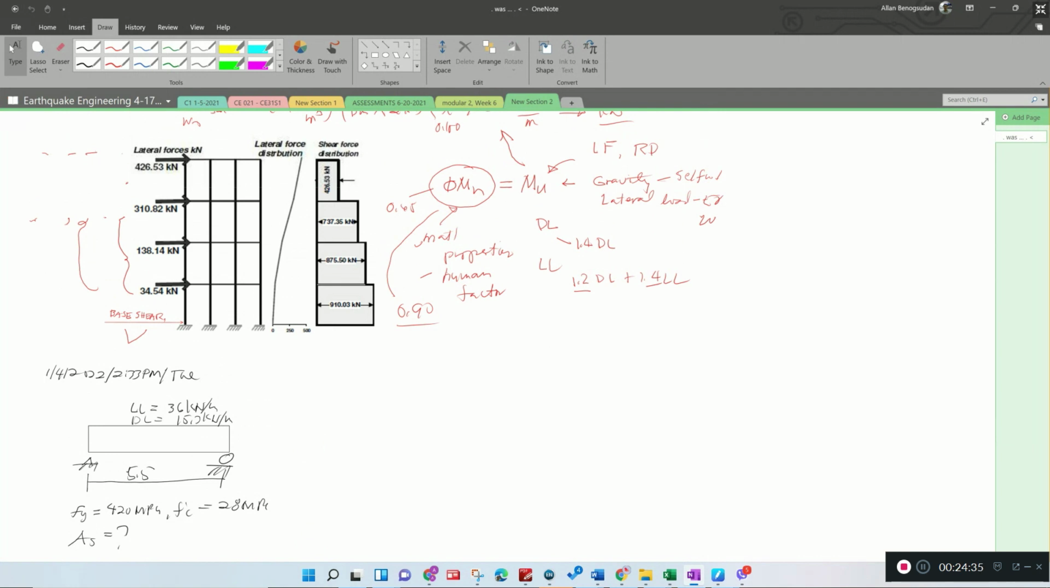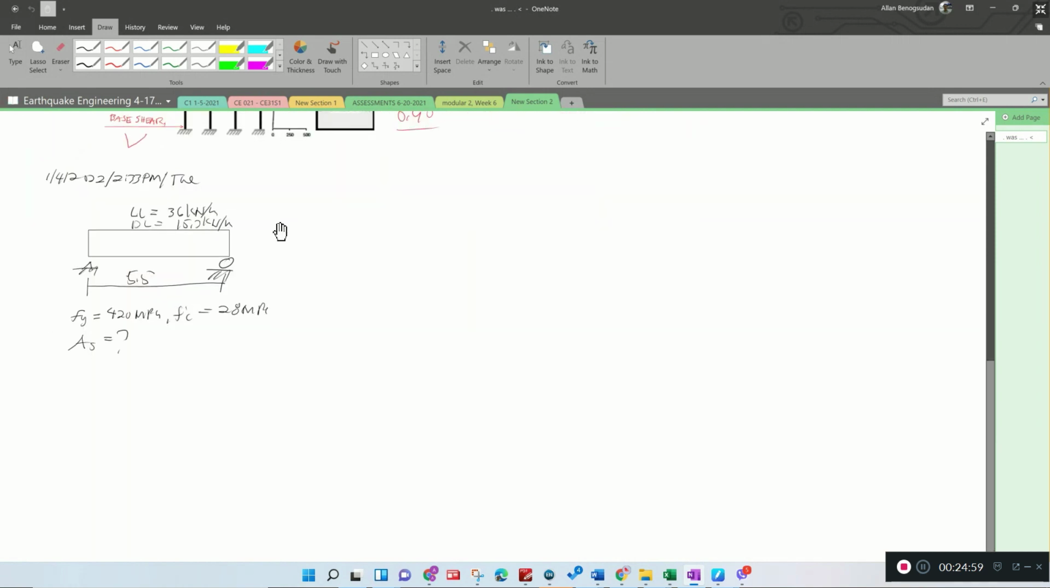Okay, so let us do it then. I'll just have to be brief here, to give you an idea. This was our last one in 2020. So, determine the factored load. Okay, determine the factored load.